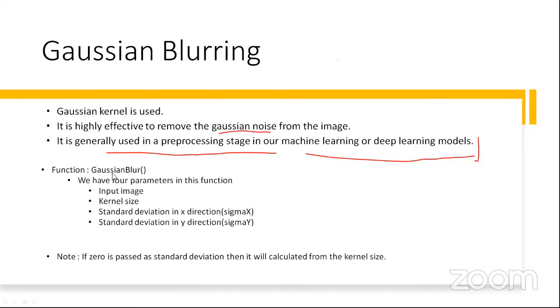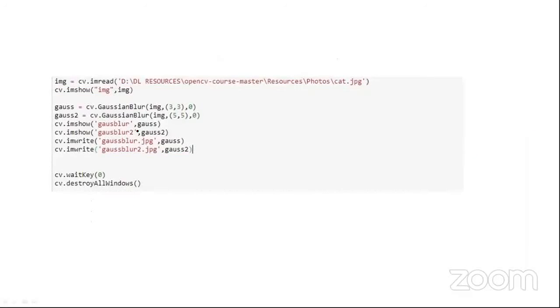For Gaussian blurring, we have this function. We have to give the input image. We have to specify the kernel size. We have to specify the standard deviation also. But if you specify 0, then it will automatically calculate it using the kernel size. Moving forward, this is how we can apply Gaussian blurring. I use a 3 by 3 filter.